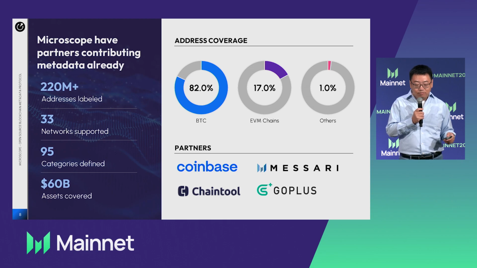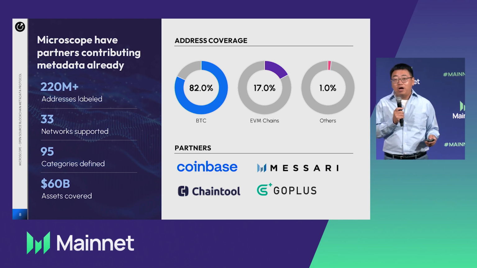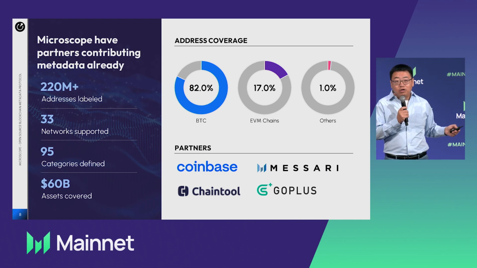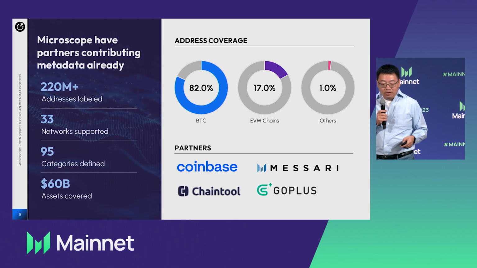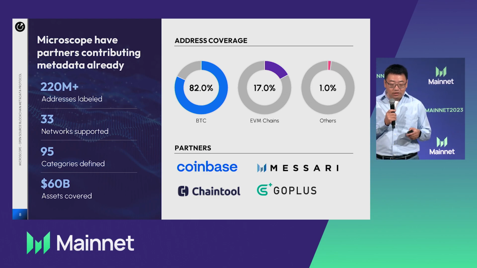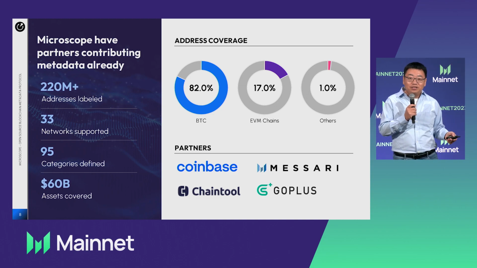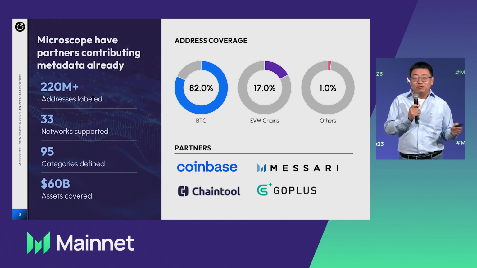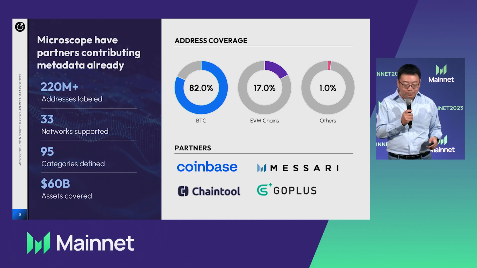Currently, our estimation is that more than 60 billion US dollars worth of assets have been covered by our labels. If you look at our address coverage, we have a very strong concentration on BTC, followed by EVM chains at 17%, and the rest is no more than 1%. So there's a lot we can do. Welcome everyone. If you want to contribute, please reach out to us.